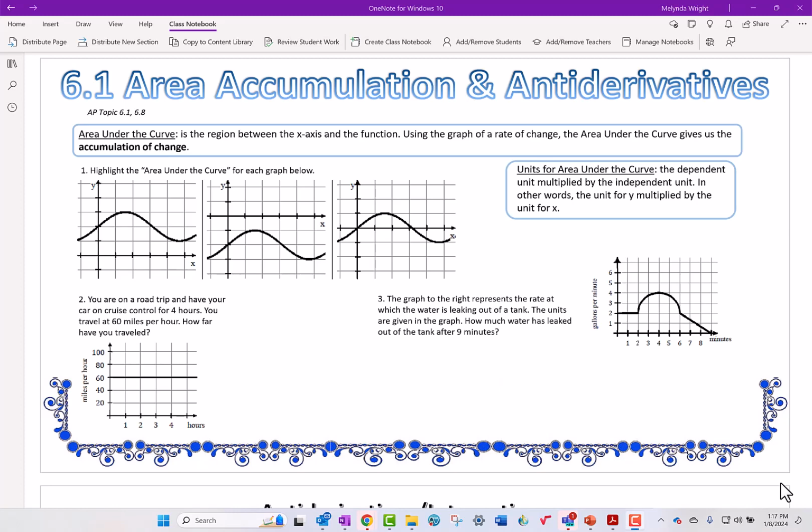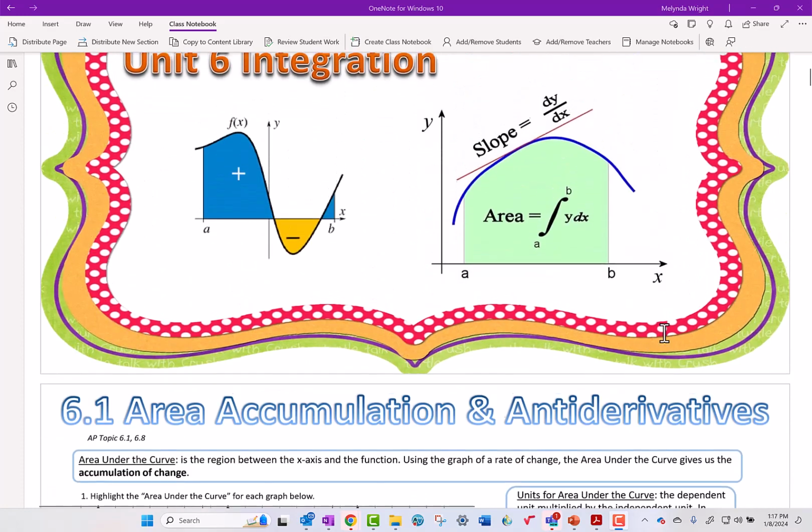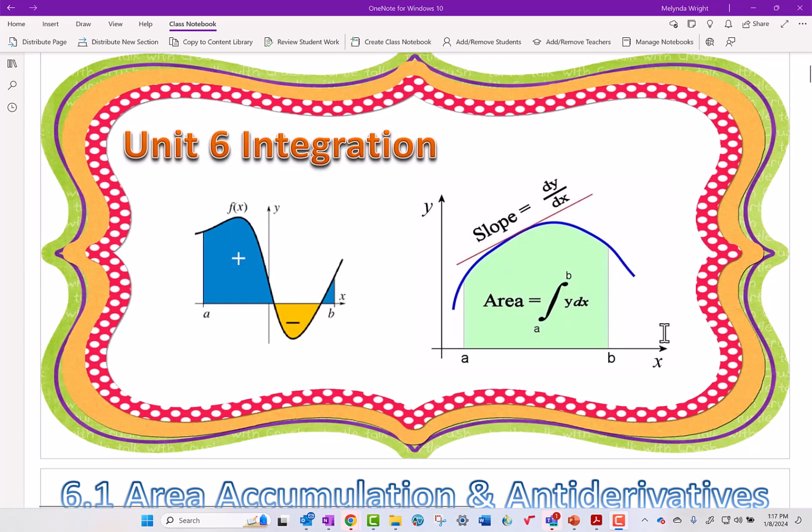All right. Let's take a look at our first lesson in Unit 6. I'm pretty excited. We're actually going to be looking at integration. Unit 6, we'll just look at this, is our integration unit. We're going to learn how to integrate.